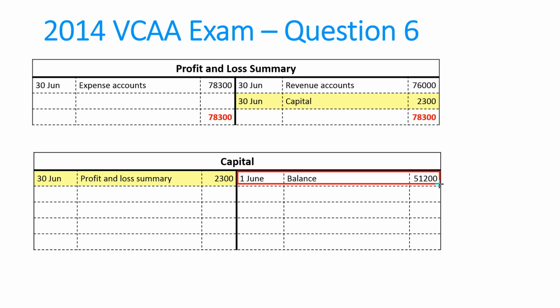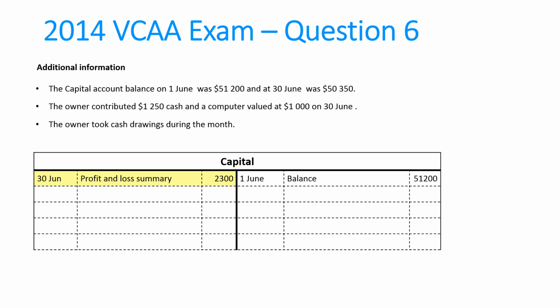But just remember, it was actually given to you in the question. So if it's not there, you could have actually put it in yourself. Now the additional info. We were told that the capital balance at the beginning was 51,200, which was already put in for us. At the end of the month, it's 50,300. I'm going to leave that until later.